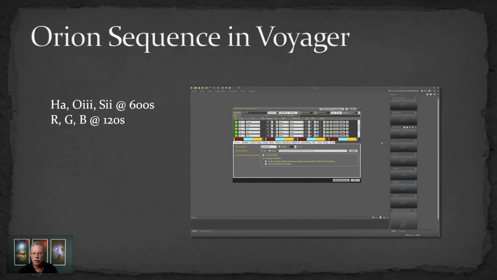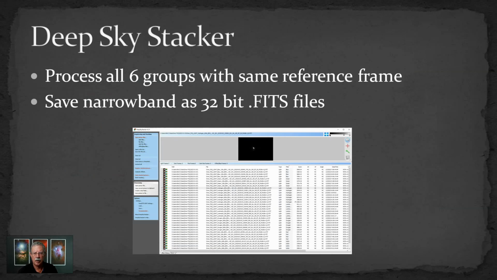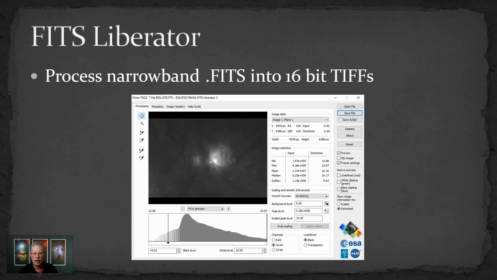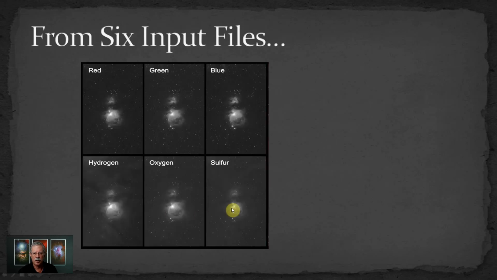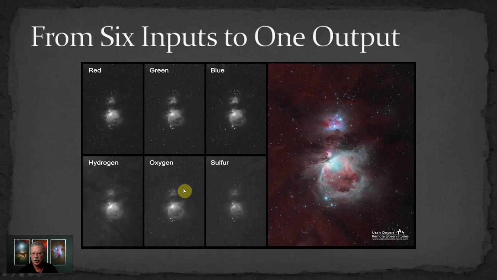I'll also talk about how we captured the data and processed it through Deep Sky Stacker and a program called FITS Liberator to create the red, green, and blue unstretched files and the hydrogen, oxygen, and sulfur stretched files from FITS Liberator, and eventually combine those 6 files into one final output file that uses some of everything.